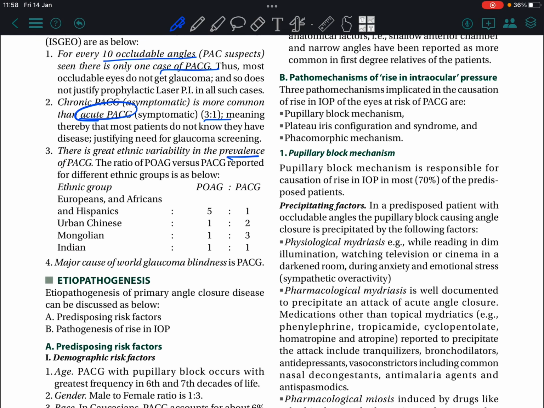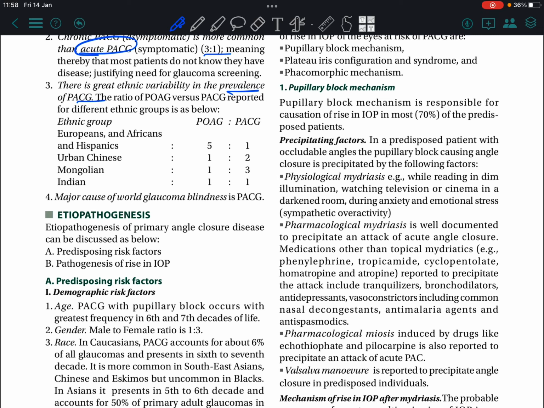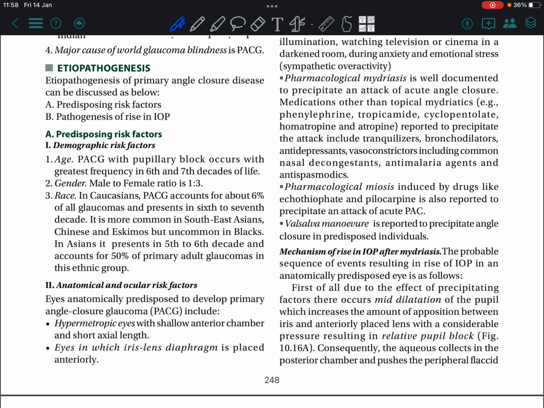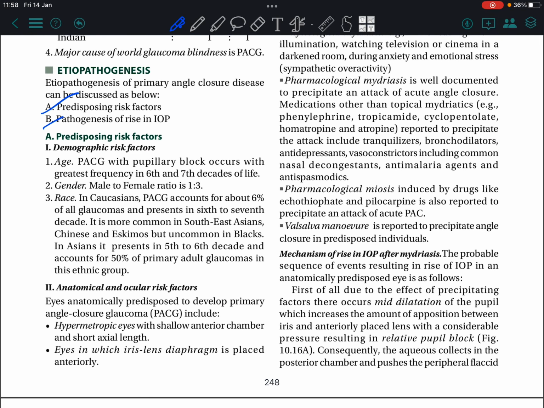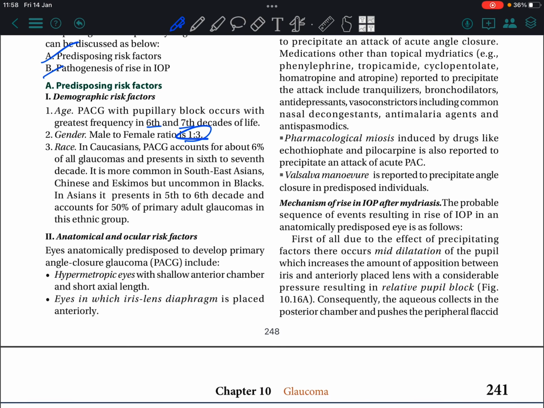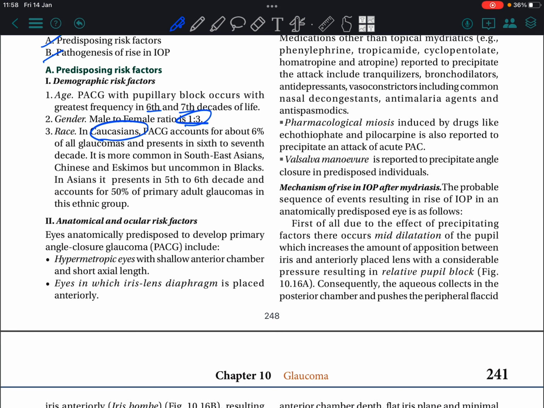There is great ethnic variability in prevalence of PACG. The ratio of POAG to PACG is seen high in Europeans, Africans, and Hispanics. Etiopathogenesis, predisposing risk factors, pathogenesis of rise in IOP. Demographic risk factors: age, it presents in 6th and 7th decades of life. Gender: female ratio, occurrence is more in females. Race: Caucasians.